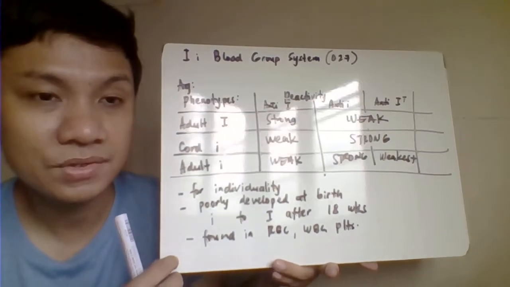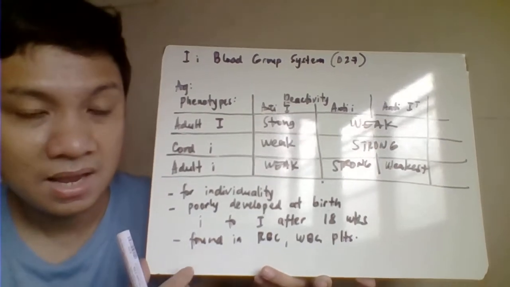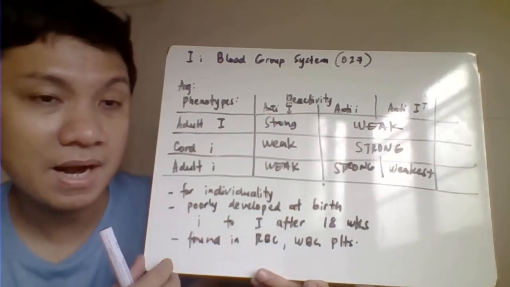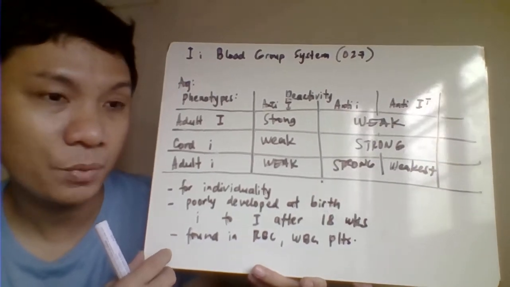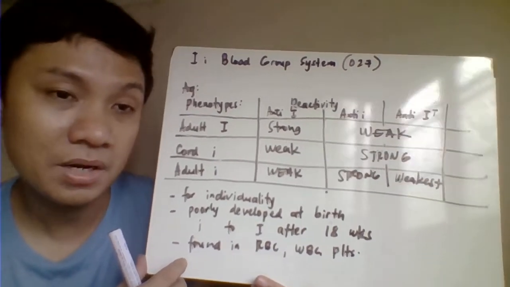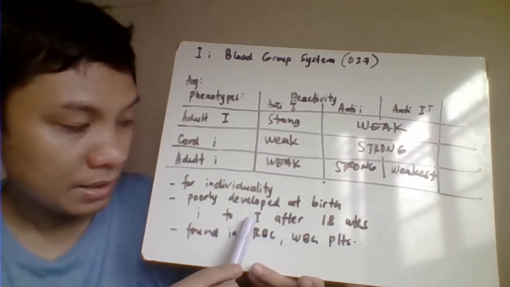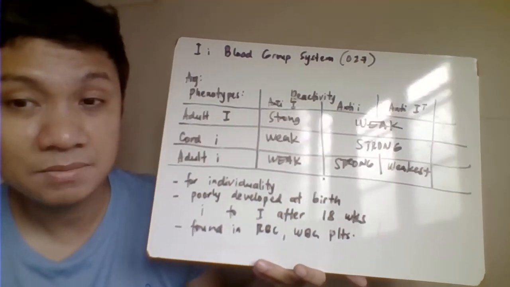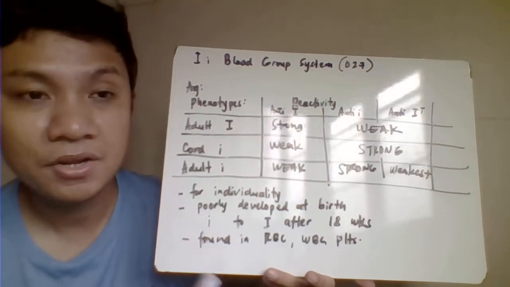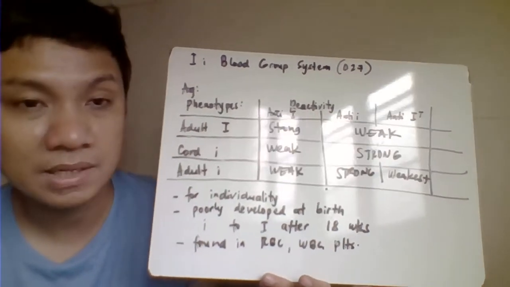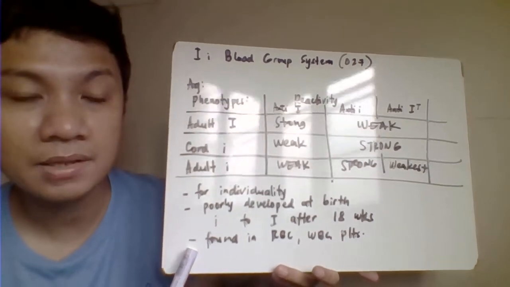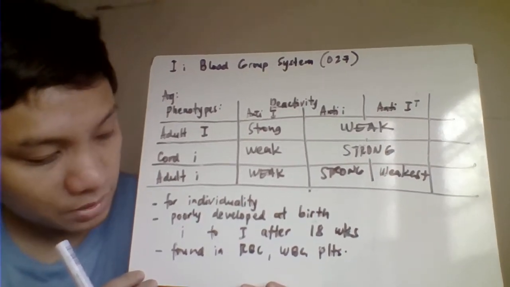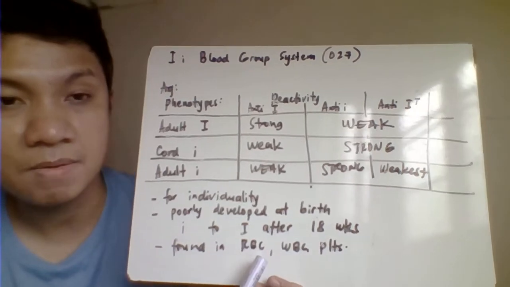Okay, then we have the I antigen. The I stands for individuality. At birth, what you have is a smaller i, but as you grow older, that will be converted to your bigger I. That's why we consider the antigen poorly developed at birth, because at birth what you have is just a smaller i, and eventually it becomes the bigger I. So most likely the transformation of your i to become bigger I occurs by 18 weeks. Then another one, this I antigen can be found not only in the RBC membrane but on other blood cells of your body, including your WBC, and also your platelets.